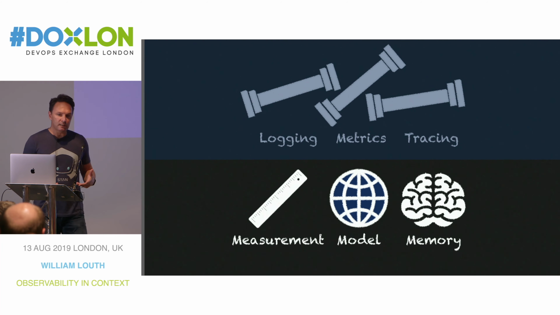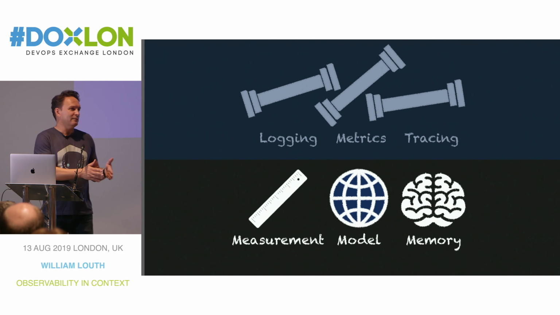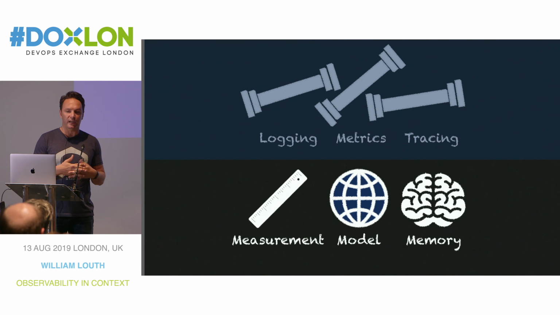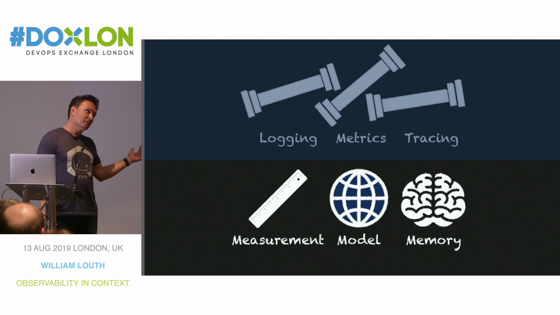Logging to observability: today we have this concept of the three pillars, which are logging, metrics, and tracing. That's how observability is defined today. I don't define it that way. I define it as more abstract.